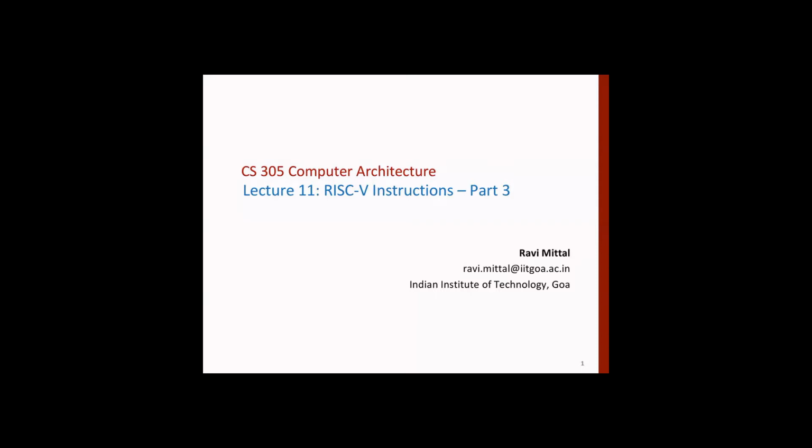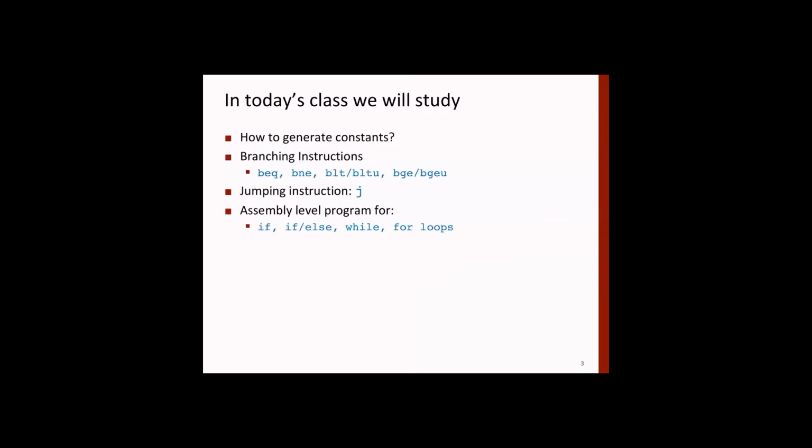So today's class, we will look at how to generate constants, and then look at branching instruction and plain jump instruction, and we will learn how to construct higher level program constructs. For example, in C, if we have an if instruction, then how to implement this in assembly. Similarly, we'll do it for if, else, while, and for loops. So that's all we'll cover today.